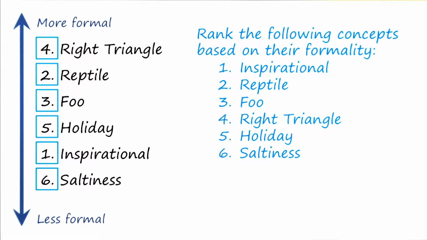What answer did you come up with, David? So at the top, I put right triangle because we actually defined axiomatic concepts as things that can be defined mathematically with necessary and sufficient conditions, and right triangle seems like a very emblematic example of that.